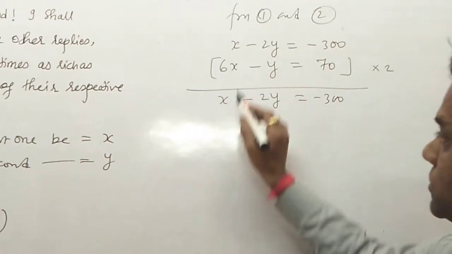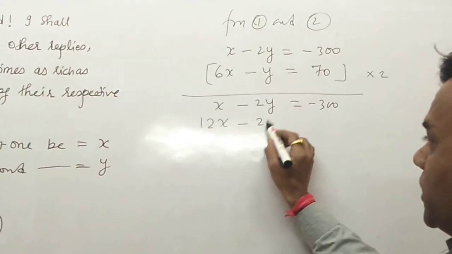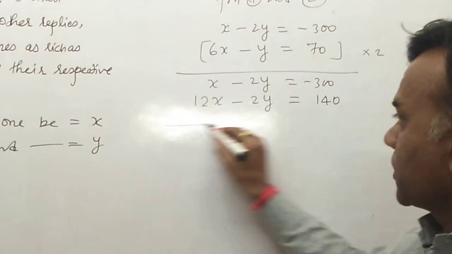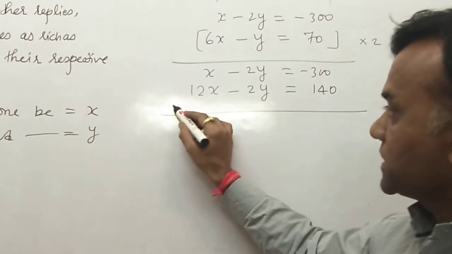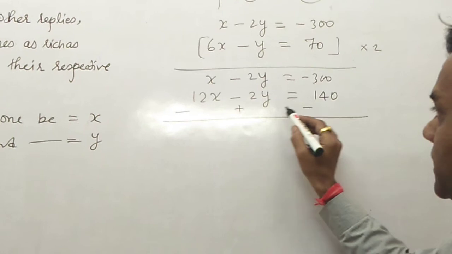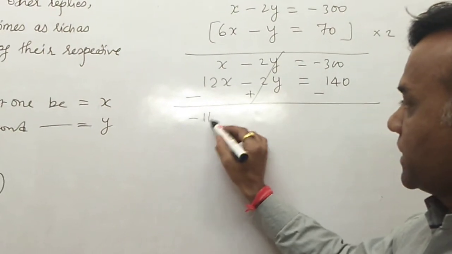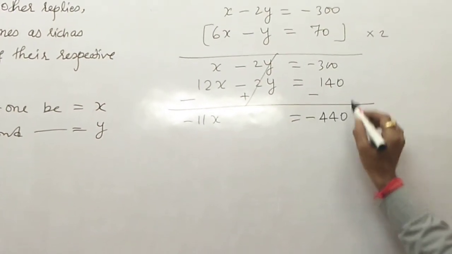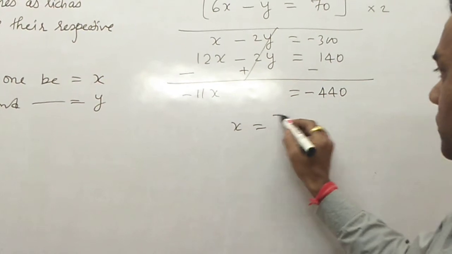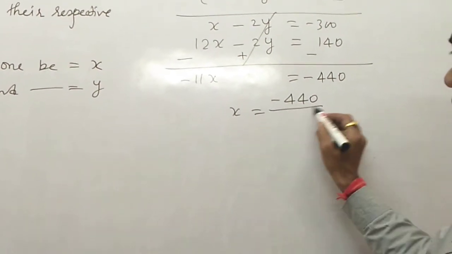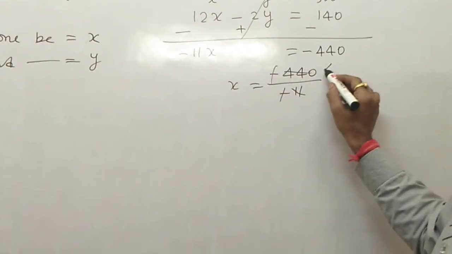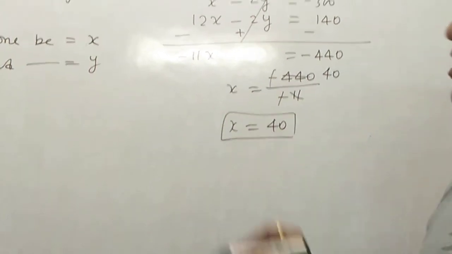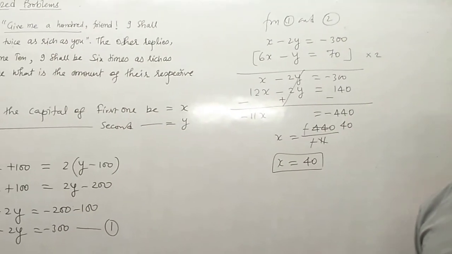Now here you multiply by 2, so 2 sixes are 12x, 2 into y is 2y, 2 into 70 is 140. Because now both signs are the same, change the sign: minus, minus, and here also minus. So this cancels out, and you have minus 11x. Now both are minus, so you add, but the sign is negative, so minus 440. So x equals minus 440 upon minus 11, so 11 fours are 44, so x equals 40 rupees. Okay, so the first one has 40 rupees, his capital is 40 rupees.